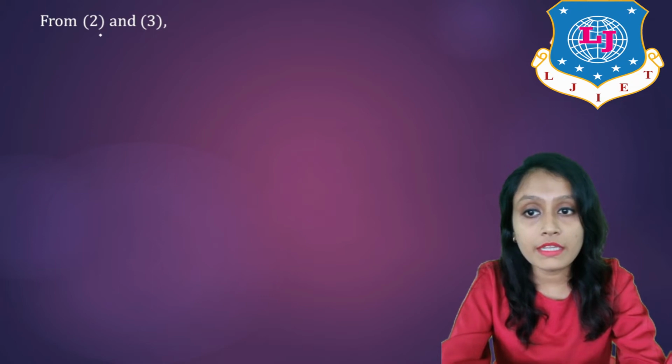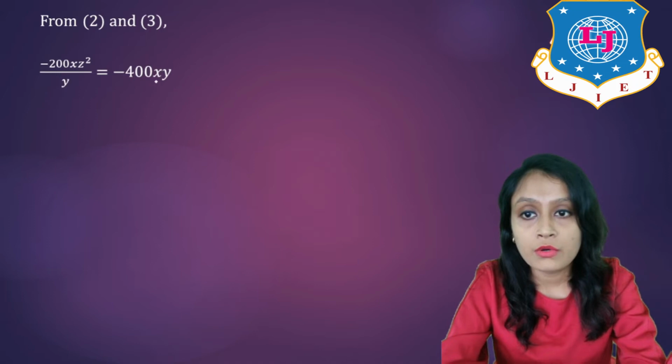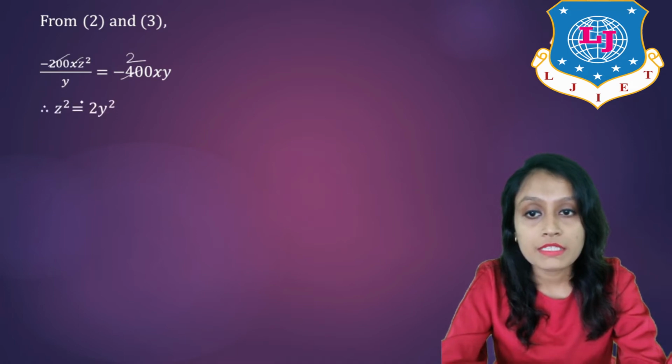Next, equate equation number 2 and 3. So from this you will get minus 200 xz square upon y is equal to minus 400 xy. Okay, now here again minus will get cancelled. Here will get 2, x will get cancelled. So what remains is z square is equal to 2y square.